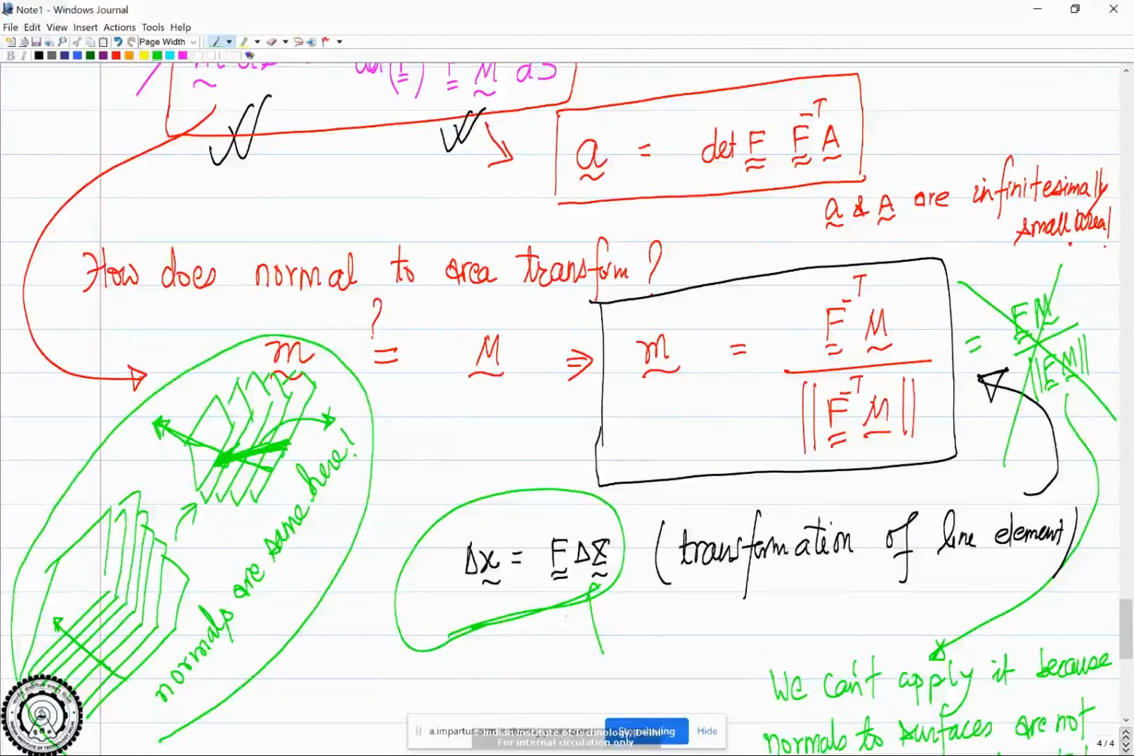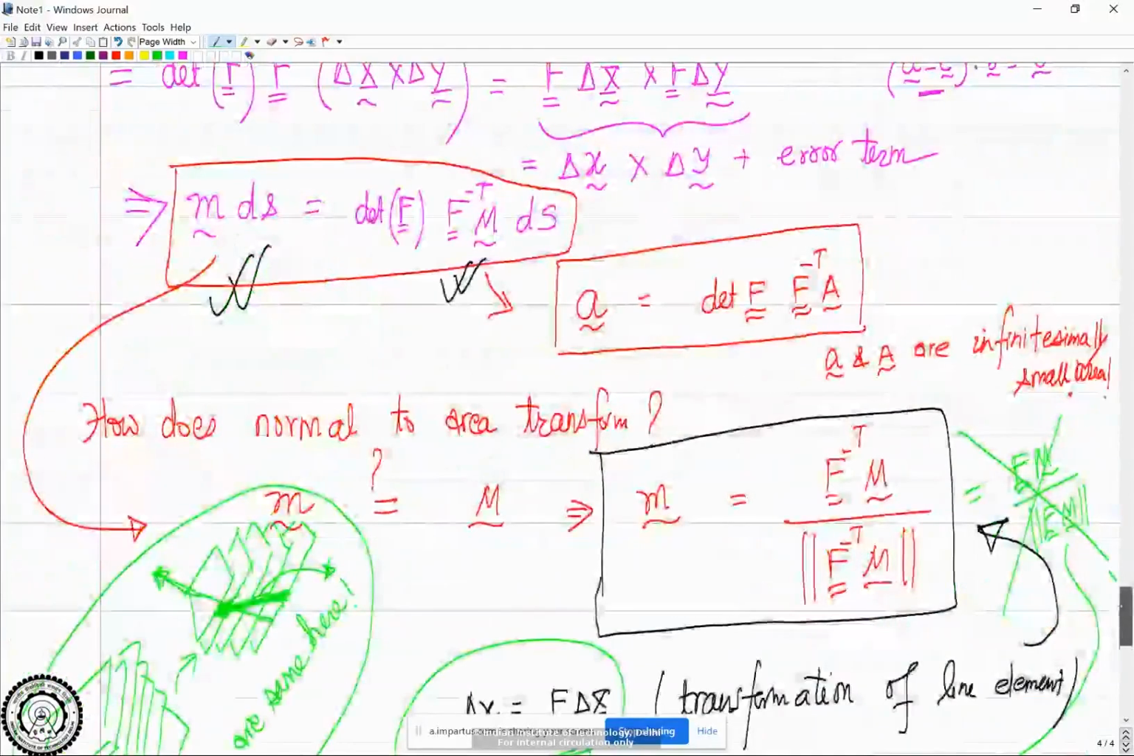Obviously, you know that when a surface deforms, the direction need not be the same. Therefore, small m and big M are not directed in the same direction. And you can see big M has to be transformed through F inverse transpose. F inverse transpose is a linear transformation. You apply big M to it and divide by its magnitude, and then you get small m. Okay? Yes, sir. Okay, think a bit more about it.